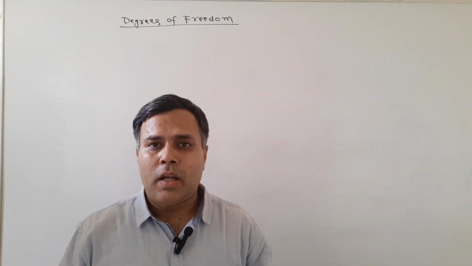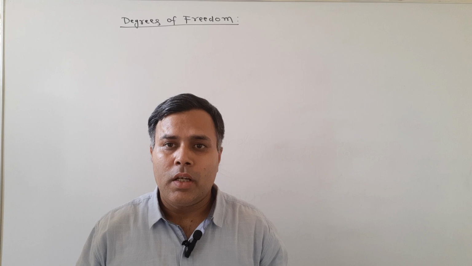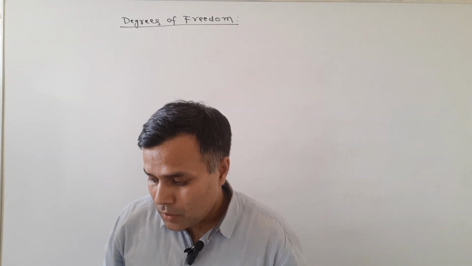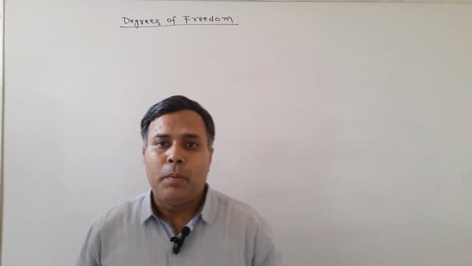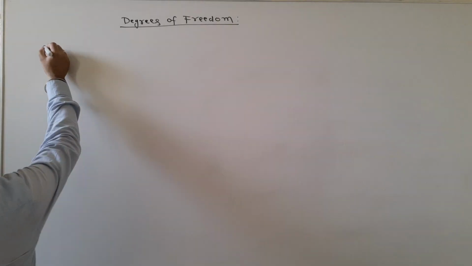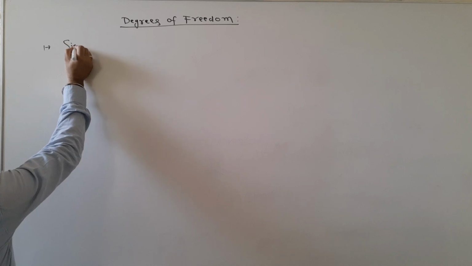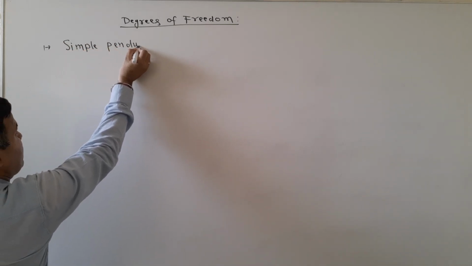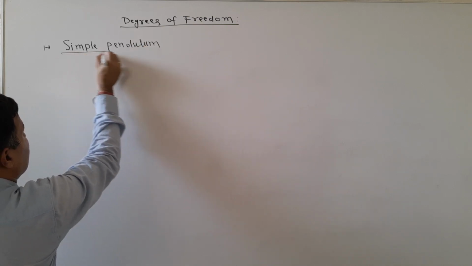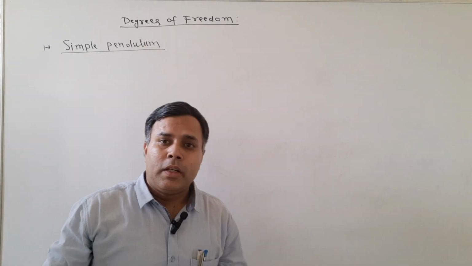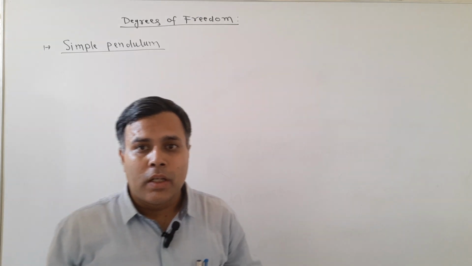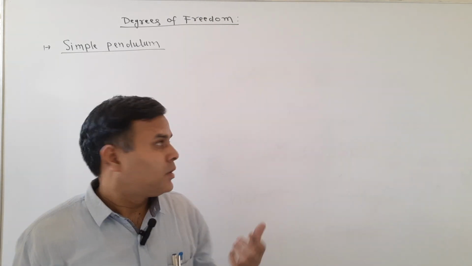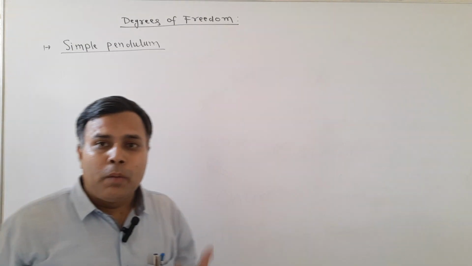In this lecture, I am going to discuss the degree of freedom of our physical system. So, the first well-known system is a simple pendulum. Second, we will discuss what is Atwood's machine, and third one is a spring mass system. So, in this video, I would like to discuss first what is simple pendulum.